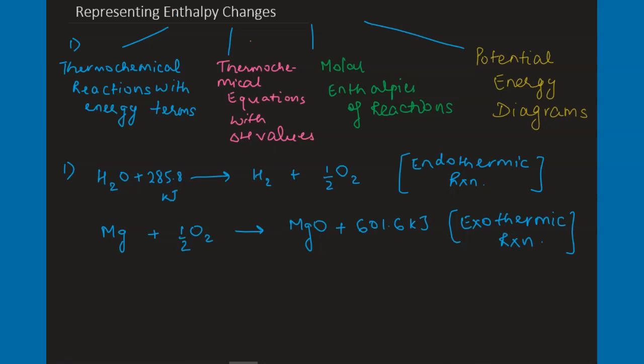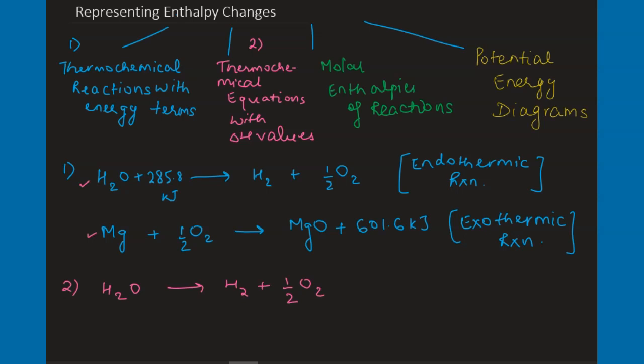Let's talk about the second type of representation now. For the second type of representation, I'm going to take the first and the second equations of the first type in order to compare the first type with the second type. So if we have the same reactions, we have water that gives us hydrogen and oxygen, and this is a balanced chemical reaction. Now the second type says that we have to write down the thermochemical equations that we have already written with delta H values.